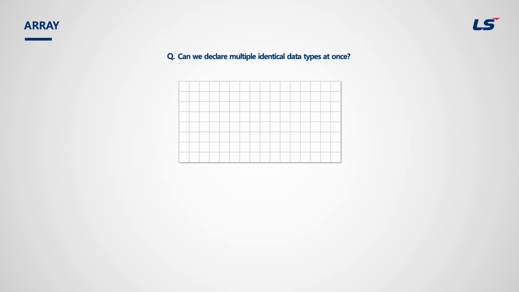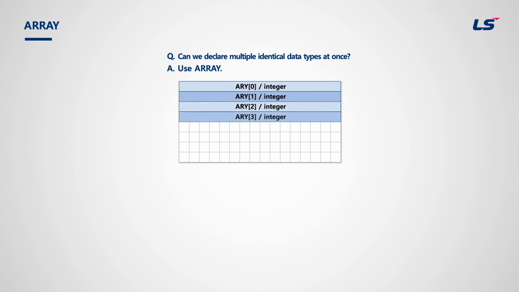This is array. Array is a way to declare multiple same type data at once. For example, if MW0 to 4 are declared as array, only by knowing the order from 0 to 4 with the name of array, users know which device is selected.